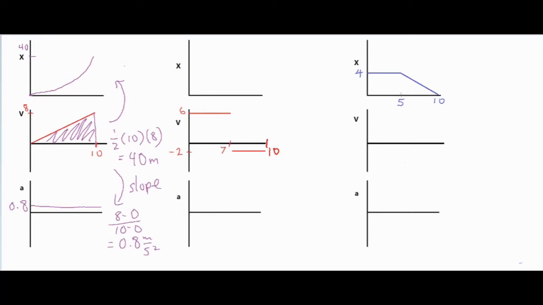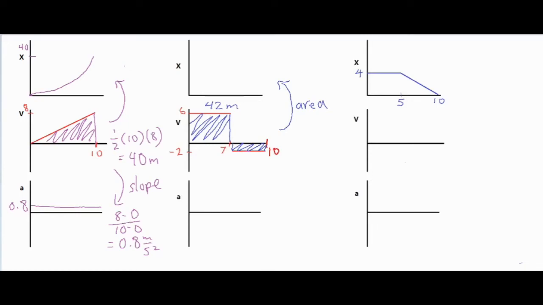Now going to our second graph, we're going to start again from the middle graph. The technique for moving from the middle graph to the top one is we want to find the area between the line and the x-axis. For this one, it's going to be two rectangles. We have one rectangle over here and one rectangle below. So I'm just going to find the area of the two rectangles. This one is 7 wide and 6 tall. So this displacement is 42 meters.